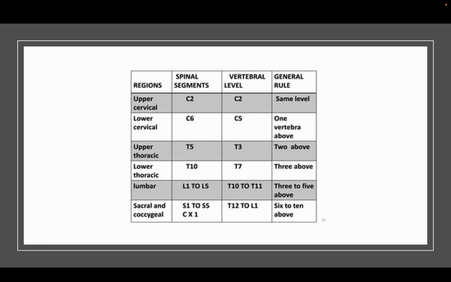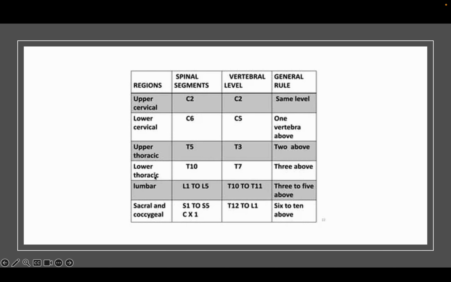So before going to the spinal conditions, you need to understand things. Generally, in the upper cervical cord, whatever the spinal segment is, it corresponds to the vertebral level of the same number. But in the lower cervical cord, let's say the C6 spinal segment, the vertebral level is a little higher, that is C5. When you go to the upper thoracic level, when you are talking about the spinal segment T5, you need to subtract 2 to get the vertebral level. So T3 is the vertebral level.